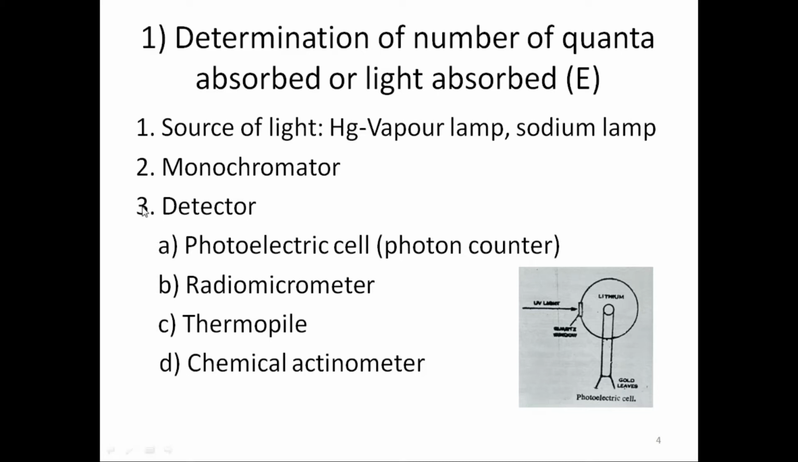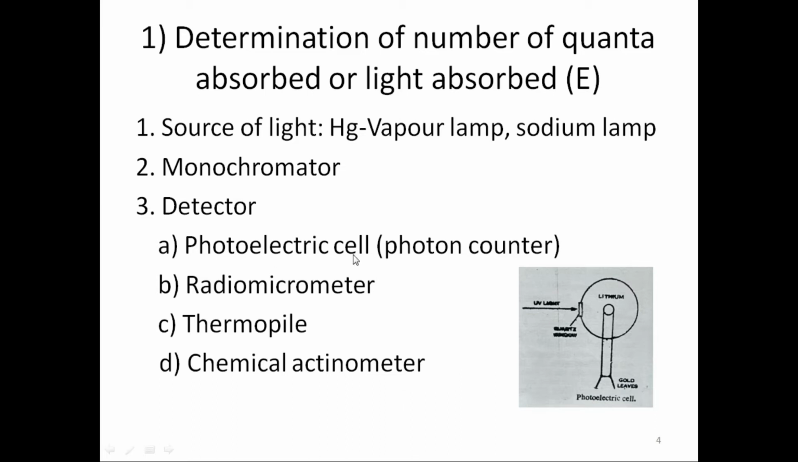The third part is a detector. It is important and it is used to determine the number of photons absorbed by measuring the difference of intensity of light before and after passing through the absorbing medium. There are different instruments used to detect the amount of radiation absorbed: photoelectric cells, radio micrometer, thermopile, and chemical actinometer.